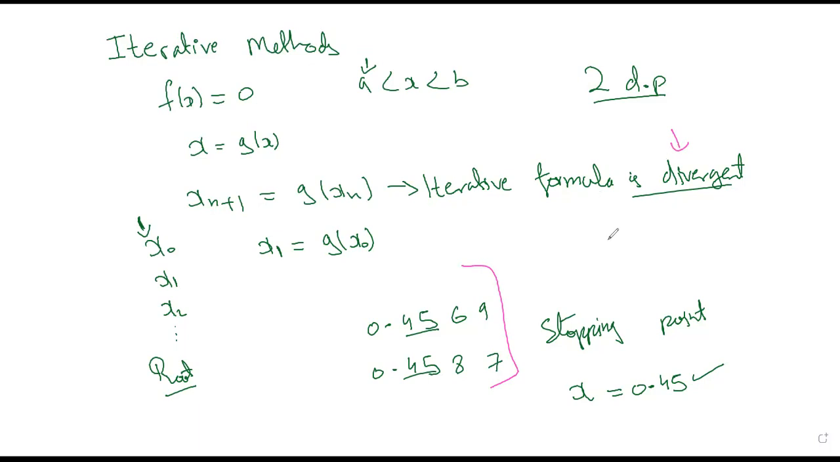So far we have just calculated till x4. But in case of divergent, it could be that you continue doing it till x12, and even then your answer is not coming the same. So that is your clue that your iterative formula is a divergent one. Hence, you would never be able to find your roots this way. So are you clear with this?